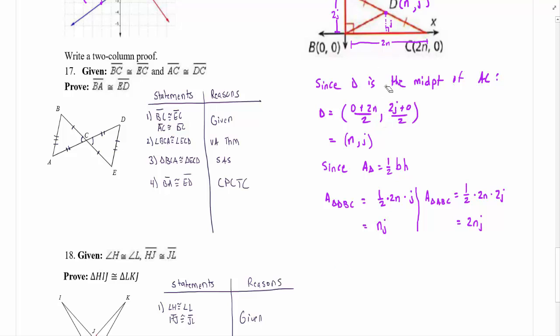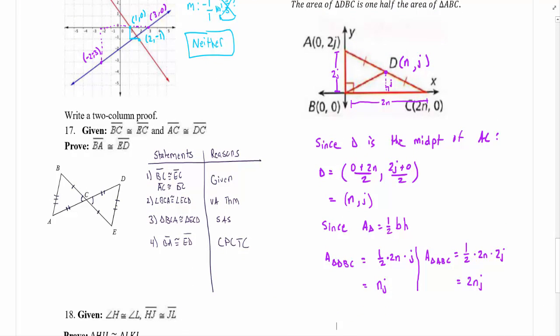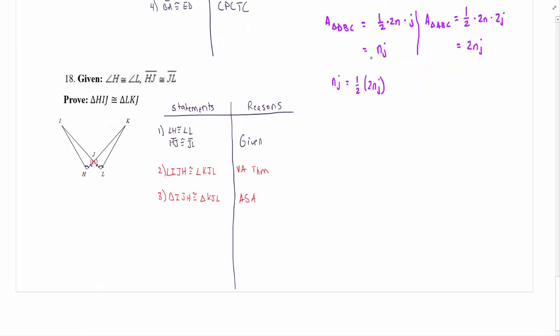Now I have to go back to show you. I'll keep everything in one spot. Okay, I can fit it in there now. All right, so I'm trying to say the area of DBC is half the area of ABC. So nj is 1/2 times 2nj. You can make that statement, and the reason you can is that nj equals 1/2 times 2nj, which is nj.